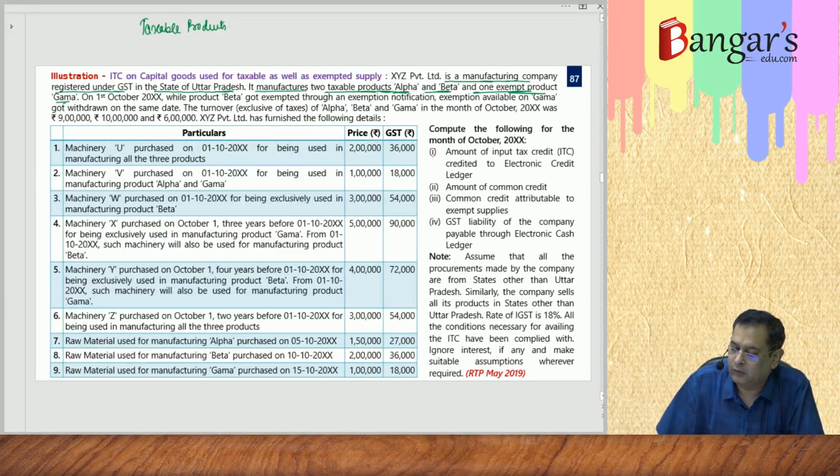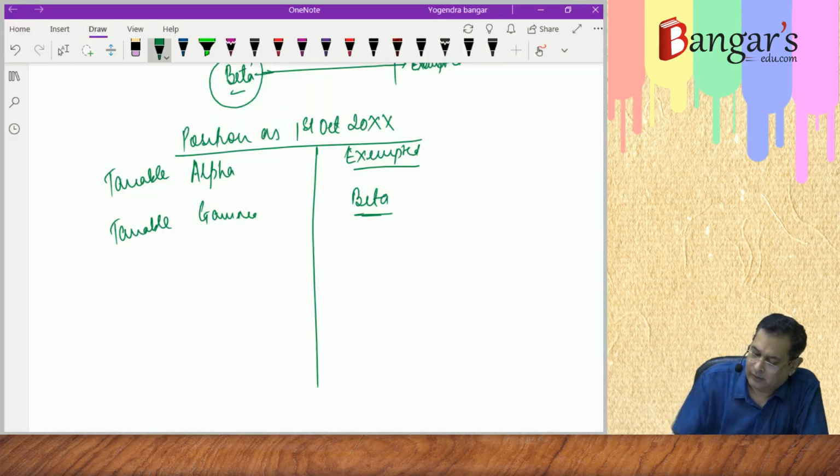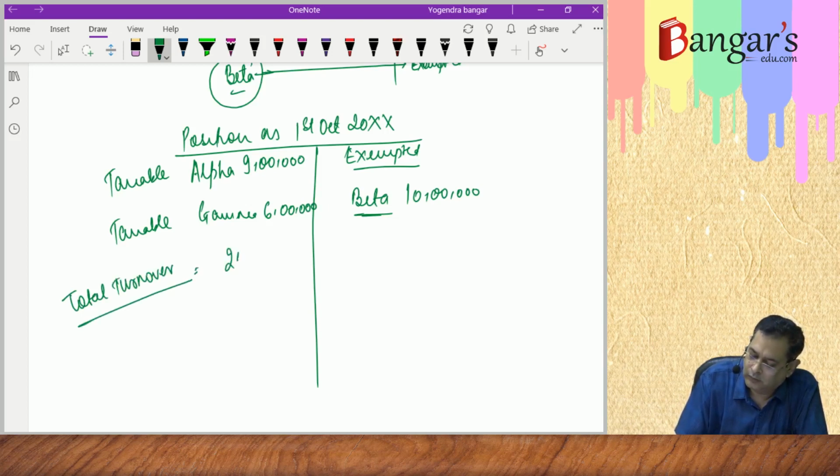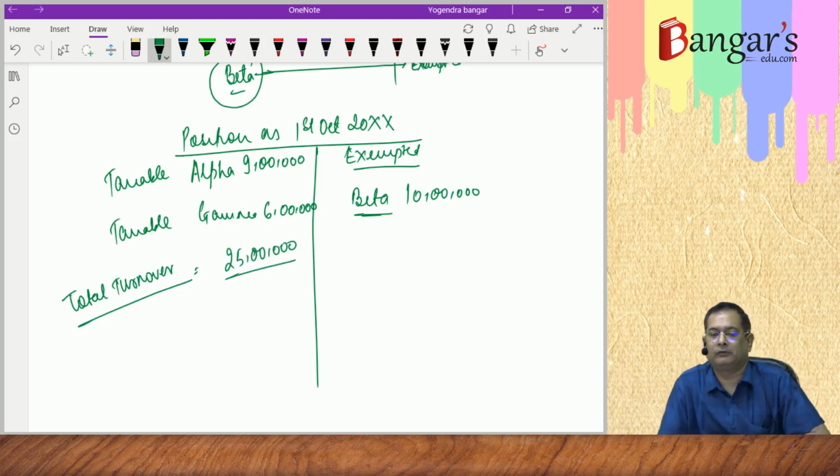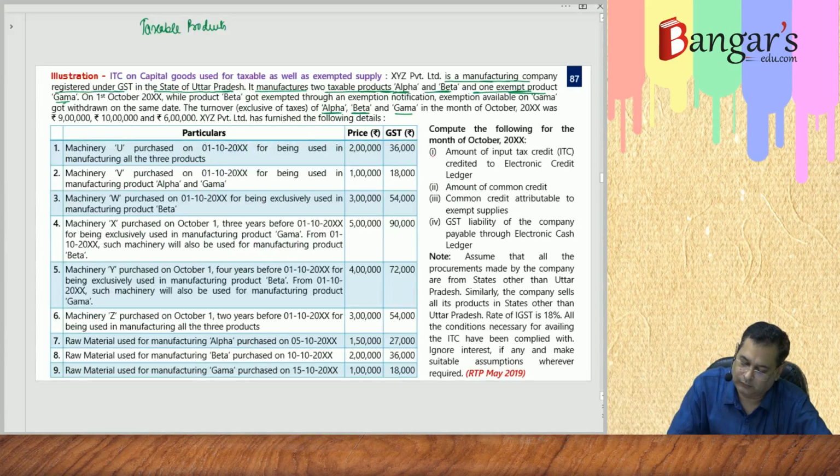The turnover exclusive of taxes of alpha, beta and gamma is 9 lakh, 10 lakh and 6 lakhs. Alpha is 9 lakhs. Beta is 10 lakhs and gamma is 6 lakhs. This is the turnover. So what is the total turnover? Total turnover is 25 lakhs, 15 plus 10, 25 lakhs. And exempt turnover is 10 lakh rupees because beta got exempted.